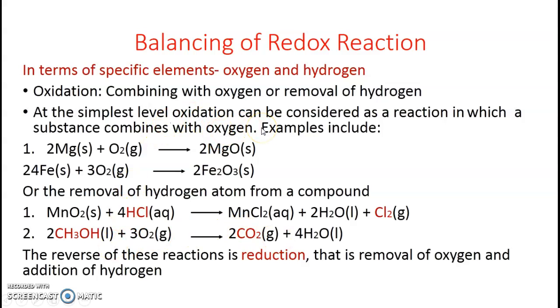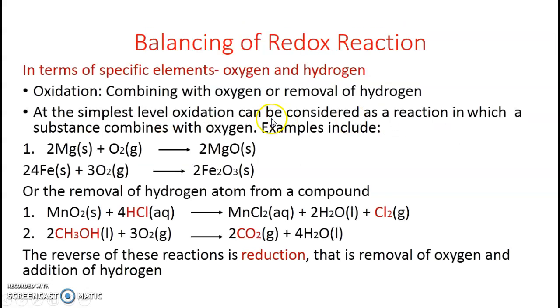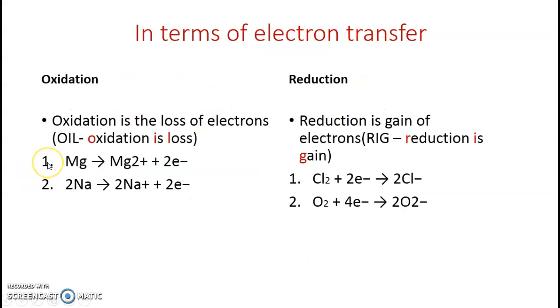Oxygen, when it is combined with an atom, makes that particular atom undergo oxidation. Or we can also say when hydrogen has been removed from an atom, that also constitutes oxidation. So at the simplest level, oxidation is considered to be a reaction in which a substance combines with oxygen, or in which there is a removal of hydrogen atoms from the compound. Let's take these two examples.